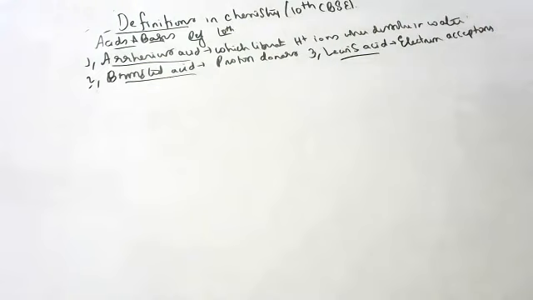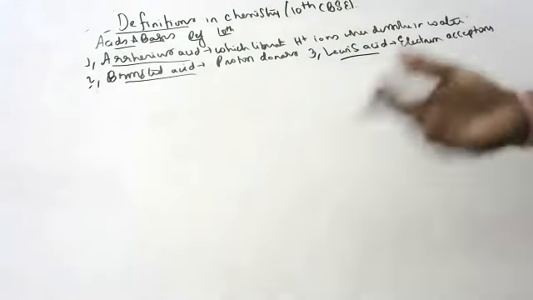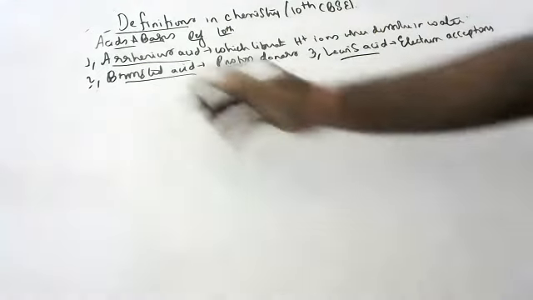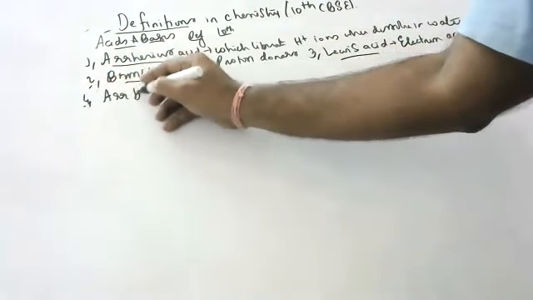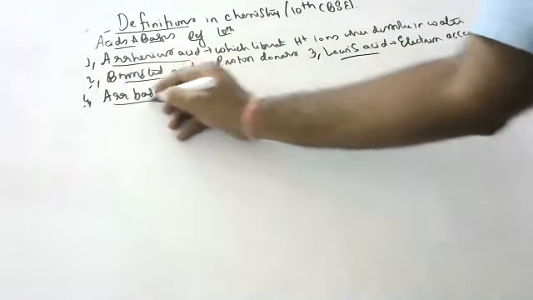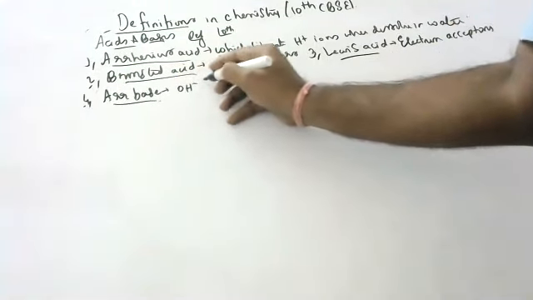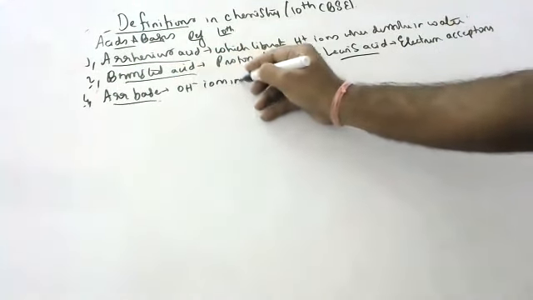Electron acceptors are Lewis acids, children. Which accept electrons are called Lewis acids. Okay, next, we will see all bases, children. Arrhenius base. Substance which liberates OH- ions when dissolved in water.